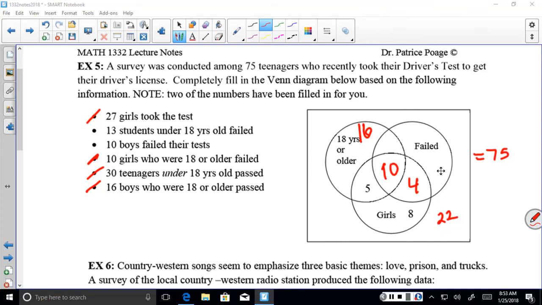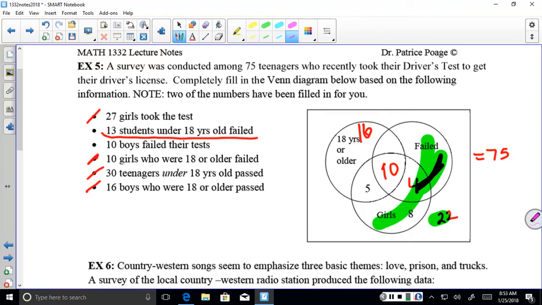Y'all with me? Okay, right here. 13 students under 18 years old. So under 18, I'm going to highlight it. Under 18 would be these 4 spots. And then it says they failed. So if they failed, we're talking about these 2 spots.